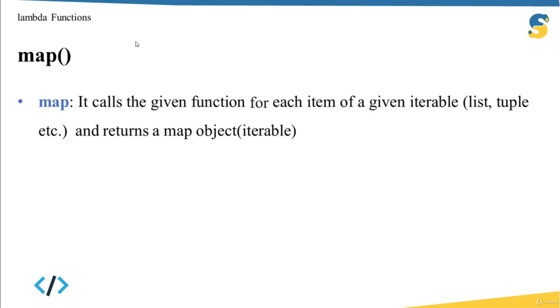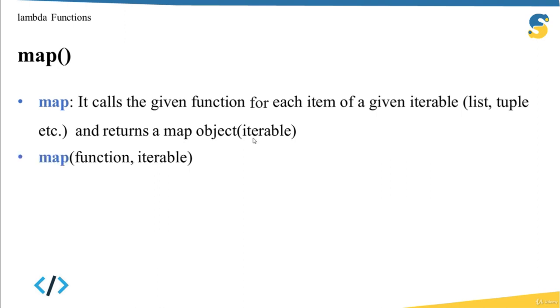Now let's talk about map function. As I mentioned before, one of the main use cases of lambda function is to pass this function as an argument to another function. Map is one of these functions that take a function as an argument. So map calls the given function for each item of a given iterable, and the iterable could be anything, list, tuple, etc., and returns a map object of this iterable.